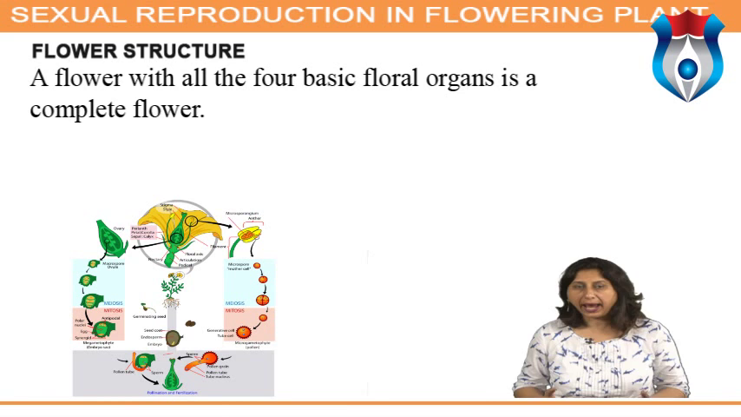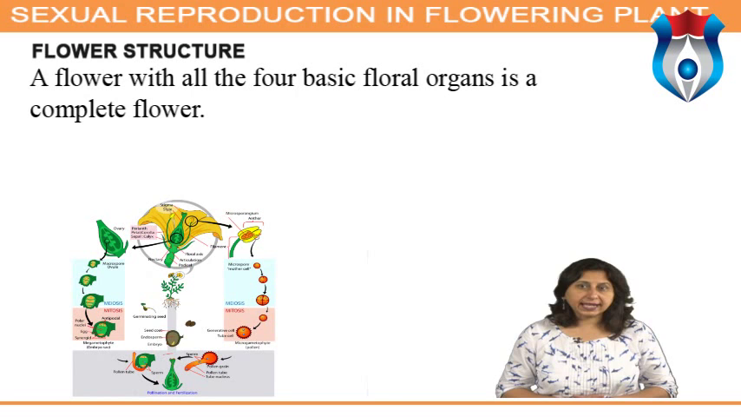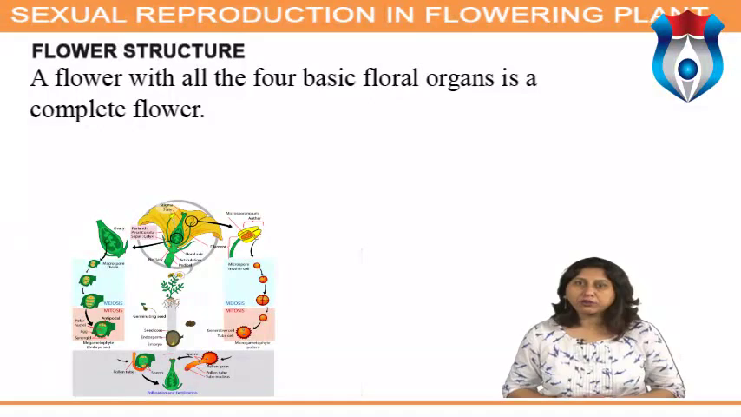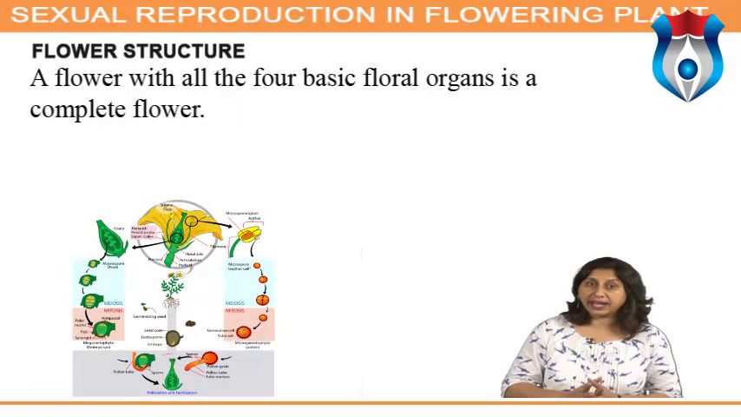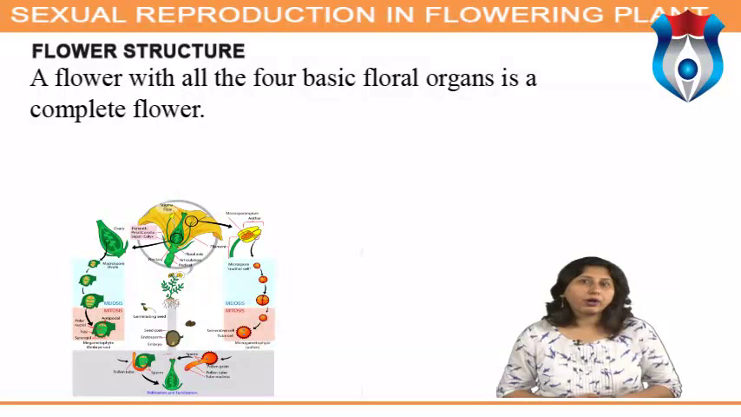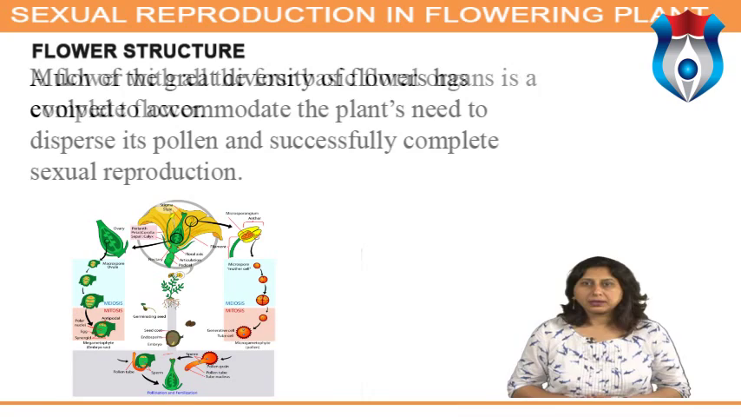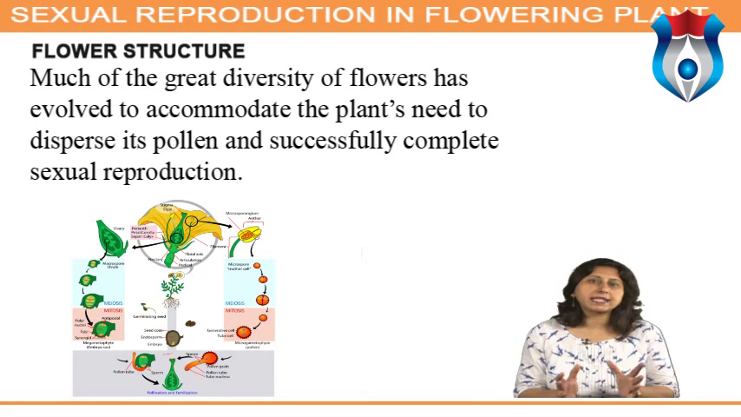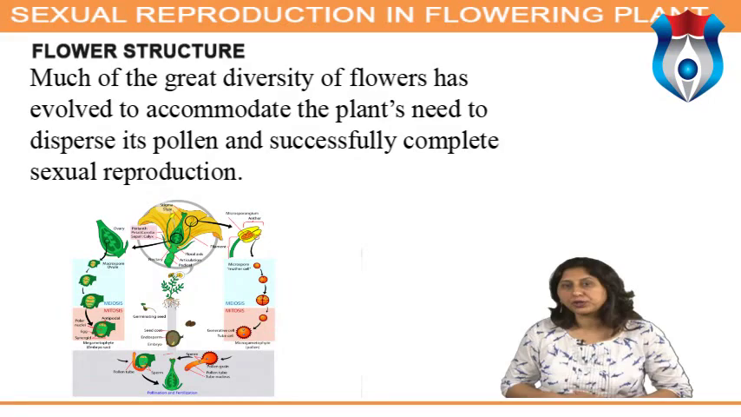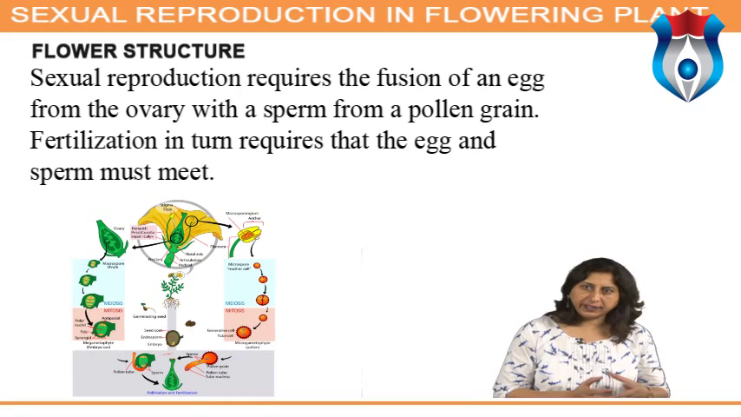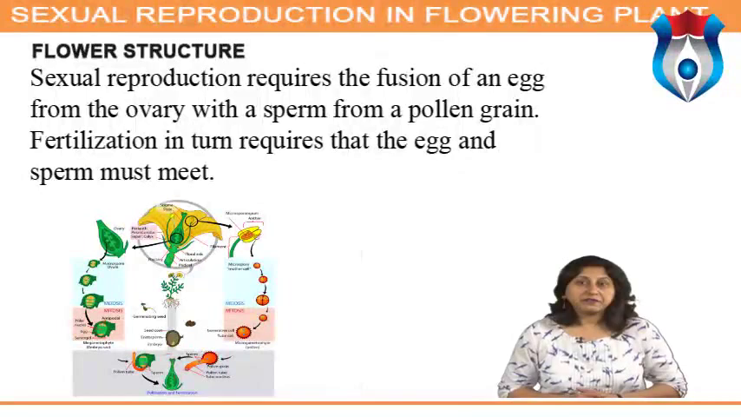The flowers may be borne singly or in clusters called inflorescences. Some inflorescences are arranged as many small flowers that produce a head which appears as a single flower, such as Queen Anne's lace or hydrangea. Others are members of the composite group. Much of the great diversity of flowers has evolved to accommodate the plant's need to disperse its pollen and successfully complete sexual reproduction. Sexual reproduction requires the fusion of an egg from the ovary with a sperm from a pollen grain. Fertilization, in turn, requires that the egg and sperm must meet.